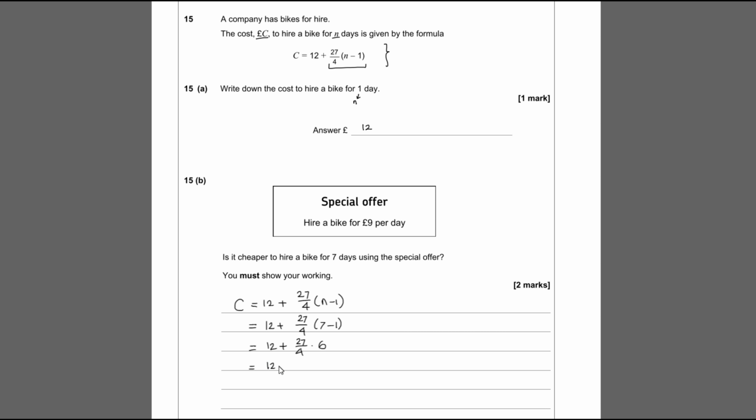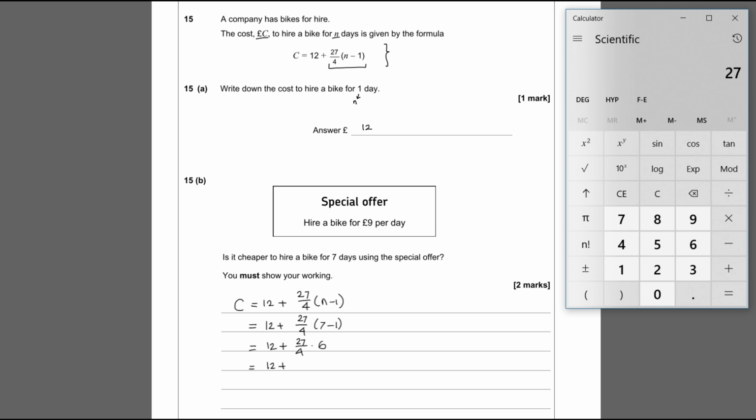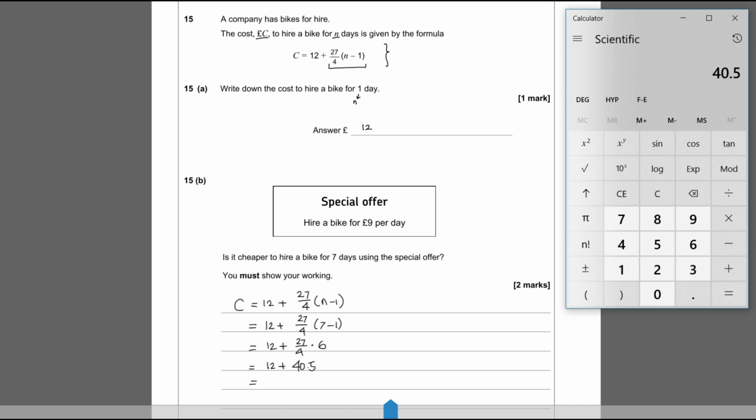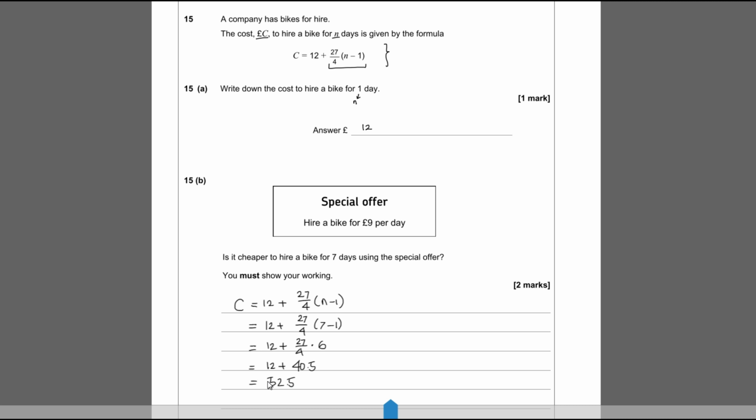Now it is 12 add 27 divided by 4 times 6. We have 40.5. Please be aware that I didn't do anything with 12 because it is addition. We should wait a little bit with addition because the multiplication comes first, and when we have this result, now we add. We add 40.5 with 12. It is 52.5. So after 7 days, you have to pay 52.5 if you follow this formula.